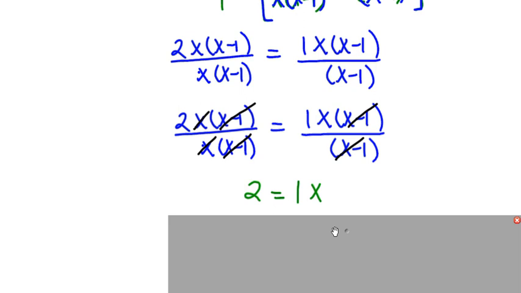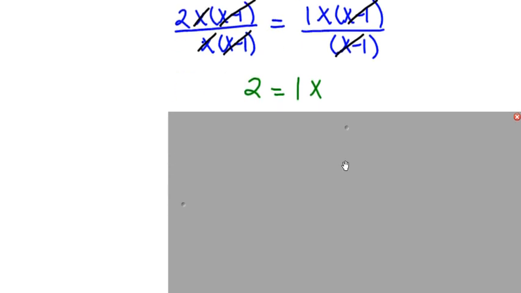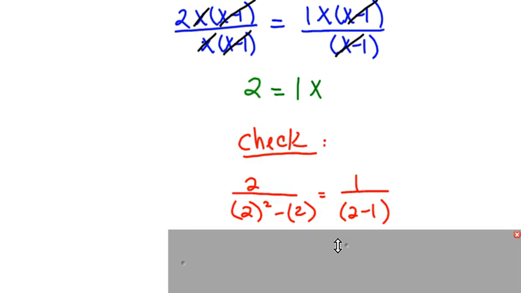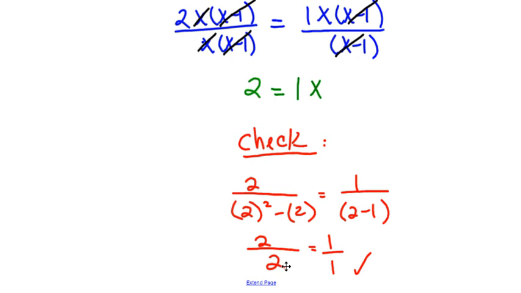Again, we have to verify that this does work for our equation, that it's a valid solution. So we're going to do our check by substituting 2 into the original. So by doing so, we're going to have 2 divided by 2. Well, that's 1, and we have 1 on this side as well. So it checks out. We have one solution of x equals 2.